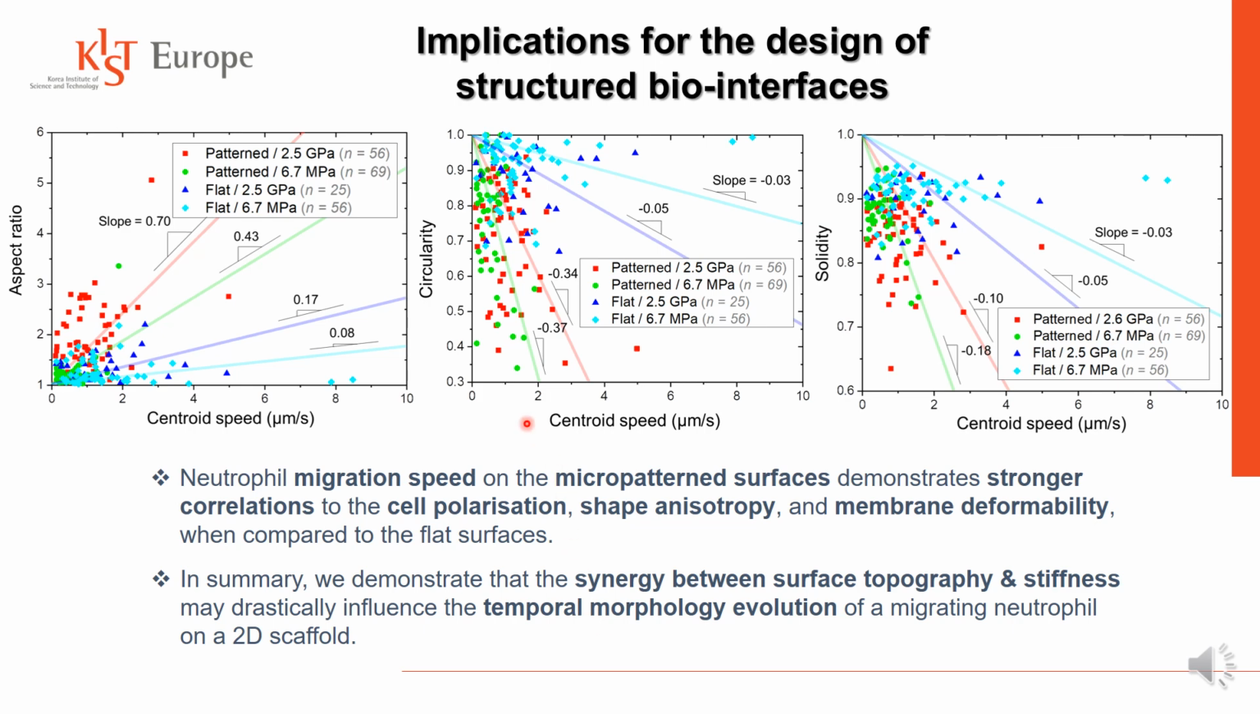In summary, in view of design of structured biointerfaces, there are 2 main messages from this study. Firstly, neutrophil migration speed on the micropatterned surfaces demonstrates stronger correlations to the cell polarization, shape anisotropy, and membrane deformability when compared to the flat surfaces. Secondly, the synergy between surface topography and stiffness may drastically influence the temporal morphology evolution of a migrating neutrophil on a 2D scaffold.